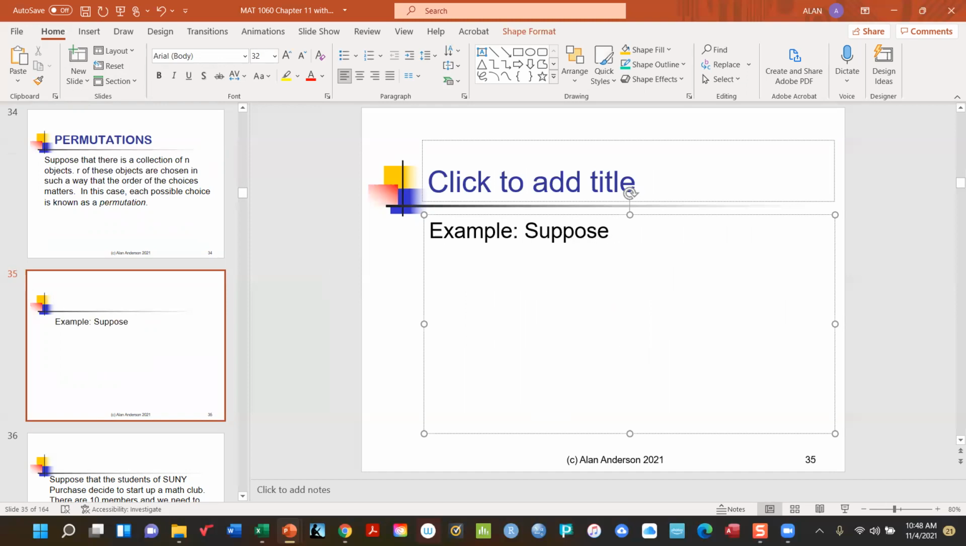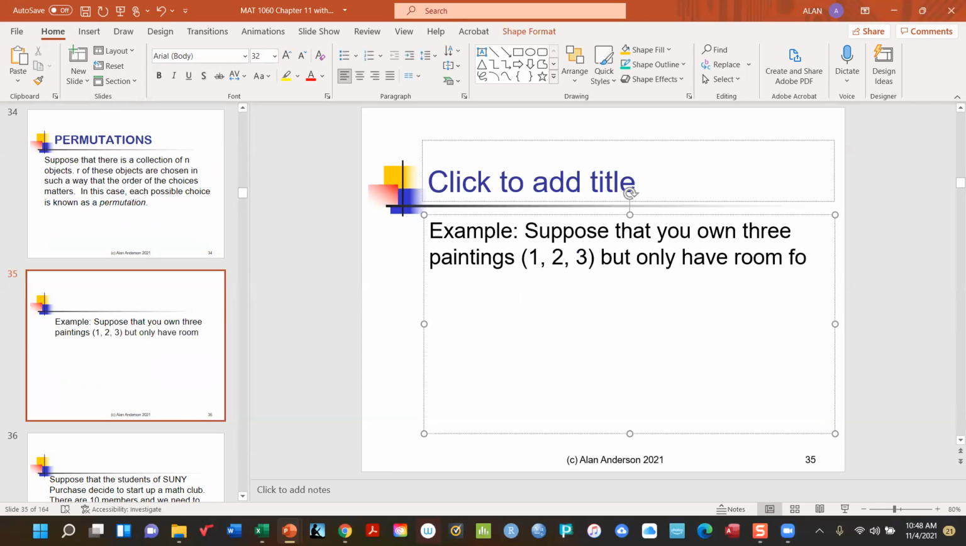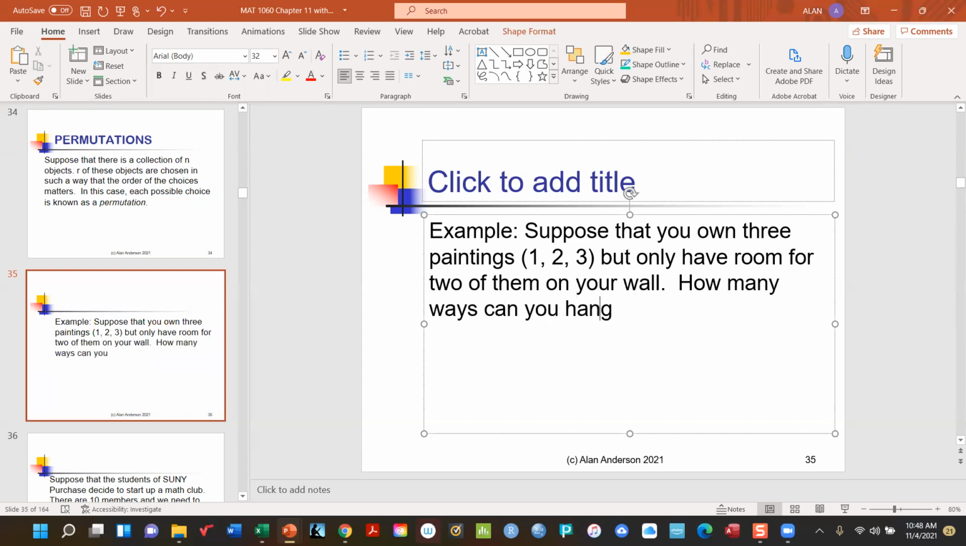Let's just keep it really simple. Suppose that you own 3 paintings, which we'll call paintings 1, 2, and 3, but only have room for 2 of them on your wall. How many ways can you hang your paintings? All right, so we're going to write them down. 1 followed by 2, 1 followed by 3.